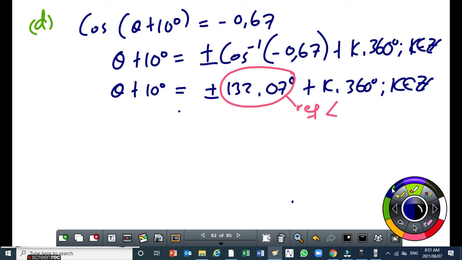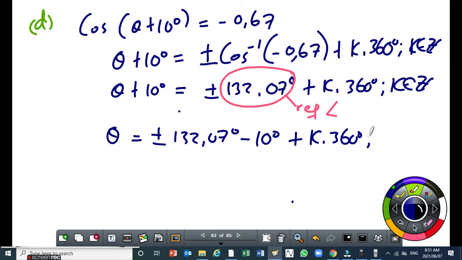Remember, we need to solve for what? Theta. So from here now, we say theta is equal to, since we have got a plus or minus there, if I take this 10 here, it becomes negative. Am I right? So we end up having plus or minus 132.07 degrees minus 10 degrees plus k times 360, where k is an integer. Remember, because of this plus or minus, we have got two values there.